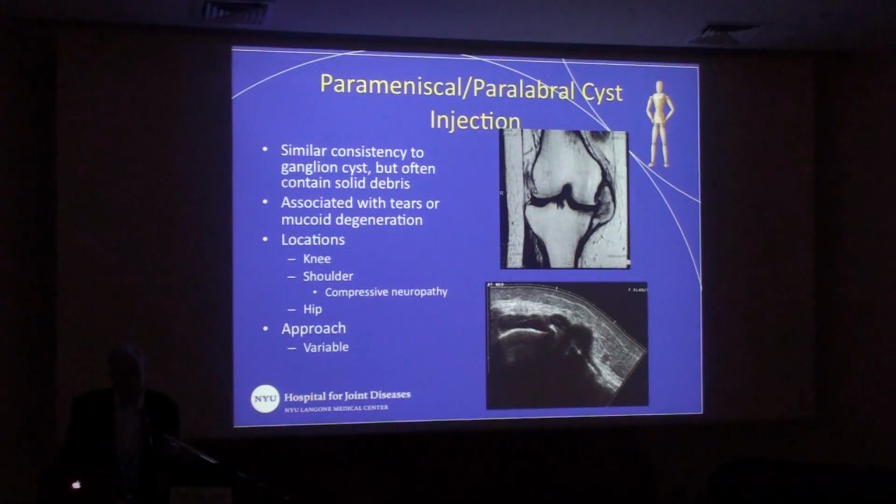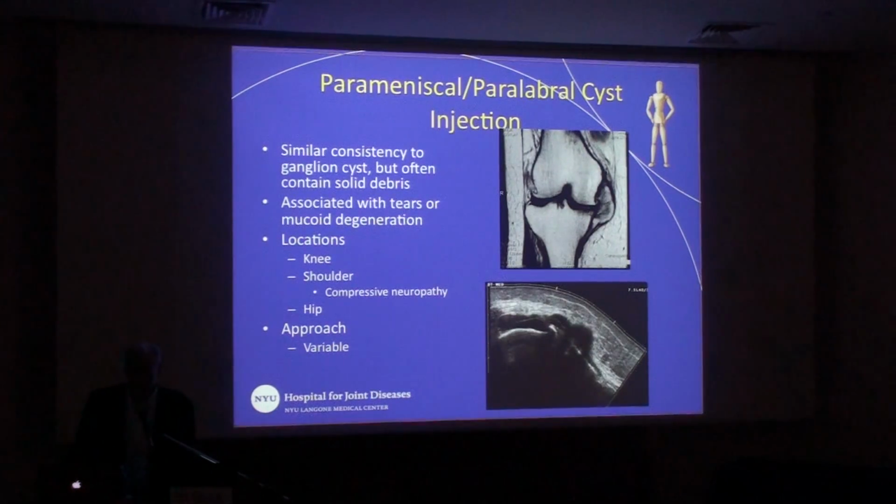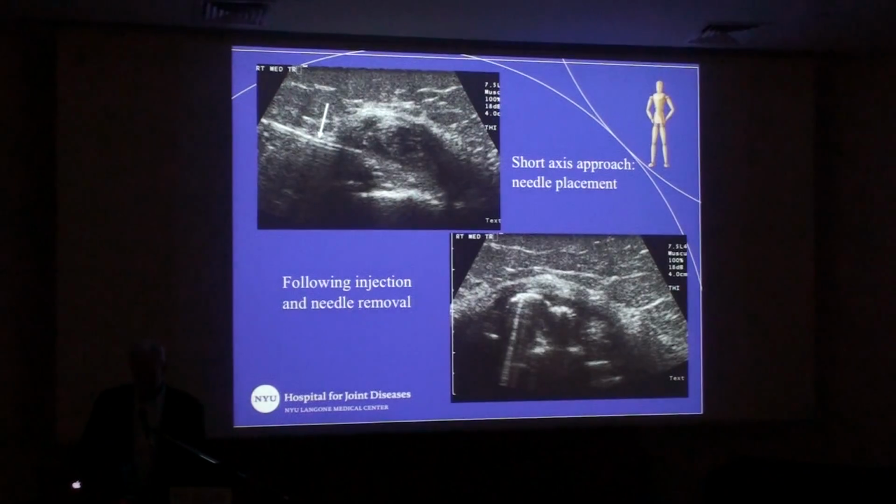Another type of similar cyst that we see is these parameniscal or paralabral cysts. These contain fairly thick gelatinous material, but they also contain a lot of meniscal or fibrocartilaginous debris within them. This is a patient on the right with obvious osteoarthrosis with a bad left parameniscal cyst. And in the knee, it's usually more mechanical issues that give rise to their clinical symptoms. But again, this is fairly easy to aspirate and inject. I typically would do this using a short axis technique and maybe an 18-gauge needle because this stuff can be fairly thick.